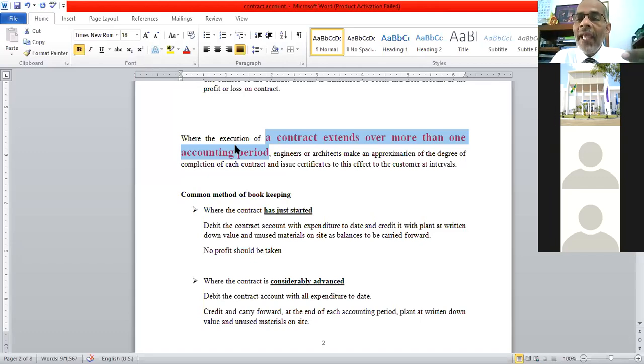LKAS 11 is saying if the contract is more than 1 year, go with my guidelines. I am telling you, if the contract is more than 1 year, I will tell you how to prepare the profit calculation. That is the paragraph I explain to you. Look at where the execution of a contract is more than one accounting period, engineers or architects make an approximation of the degree of completion of each contract and issue a certificate to that effect to the customer at intervals. This is the system they are saying.